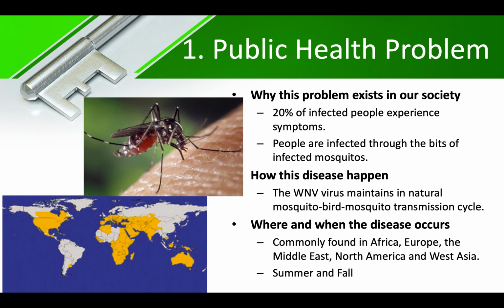The West Nile virus has long existed in the natural bird-mosquito transmission cycle. The horses can also be the virus hosts. West Nile virus is commonly found in Africa, Europe, the Middle East, North America, and West Asia. During summer and fall, which are two seasons that mosquitoes are the most active.